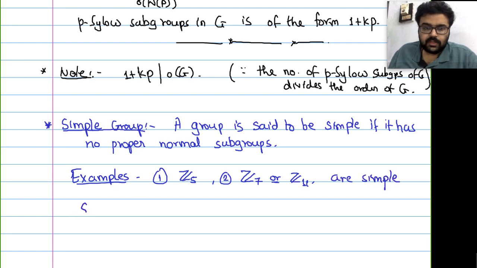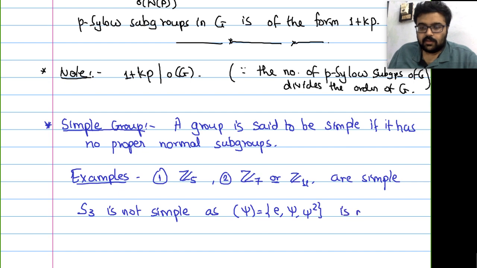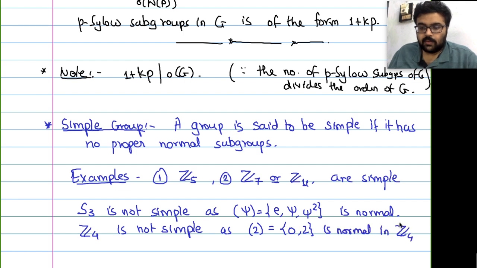What about S3? S3 is not simple. Why? Because the subgroup generated by psi, that is e, psi, psi square, is normal. This is what we have checked in unit 1. And what about Z4? Z4 is also not simple. It is not simple because it has a normal subgroup, the subgroup generated by 2, that is 0, 2, which is normal in Z4.